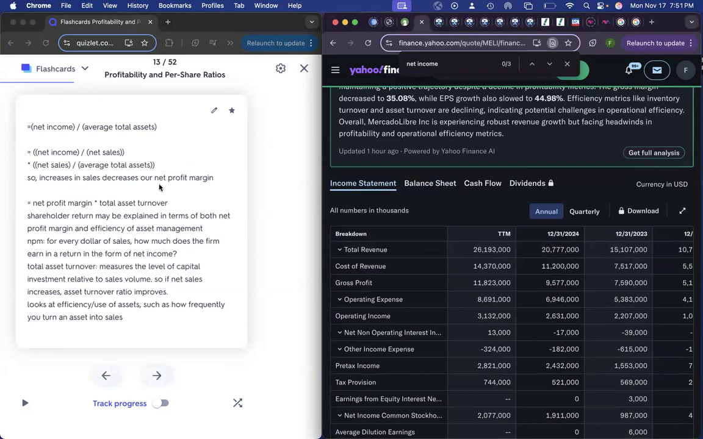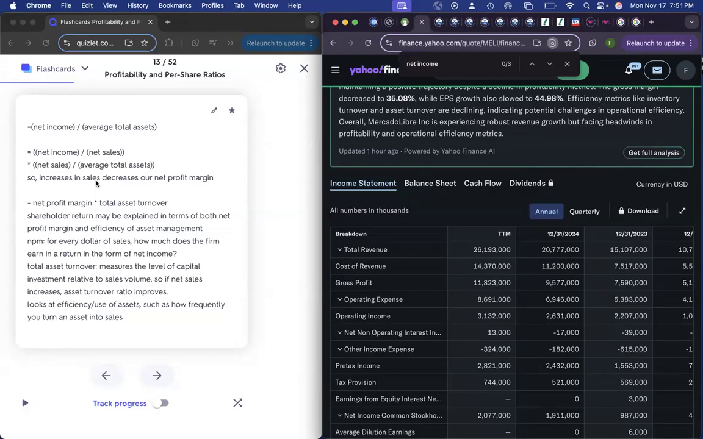So we see that increases in sales decrease our net profit margin, and that can be explained if we go back to the start, because the net sales will cancel out. That's what the book said. I wish I could do the math on it right now. I'll probably do that in a different video when I review later.